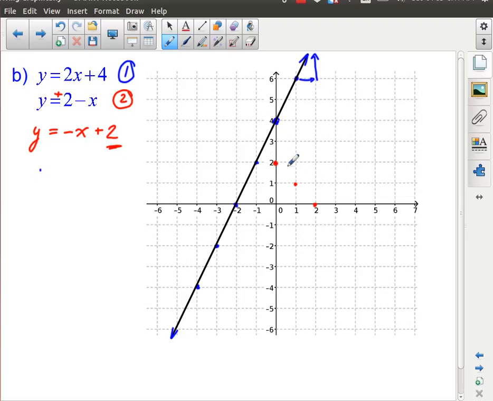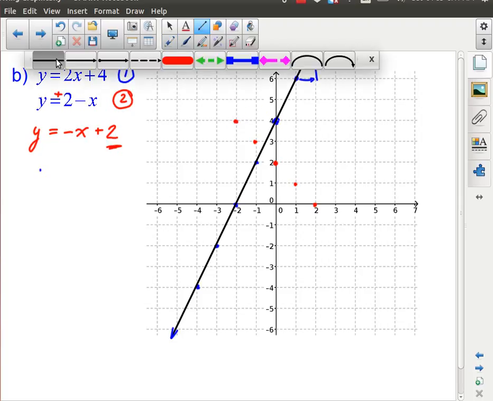Right by 1, down by 1. Left by 1, up by 1. Left by 1, up by 1. And I can now connect my dots to form my straight line.